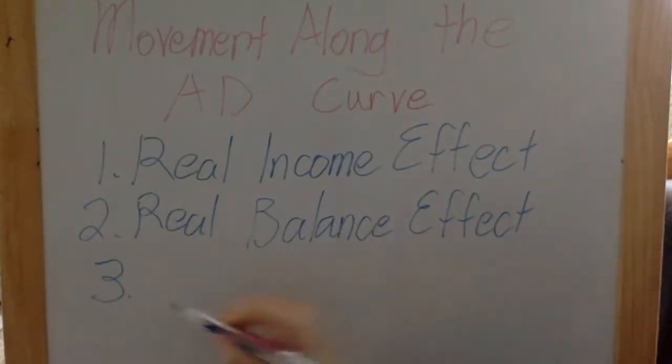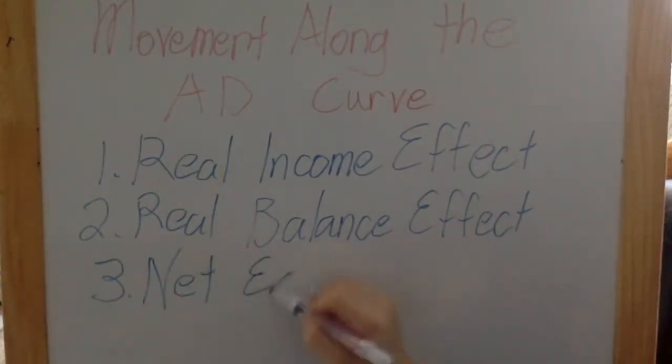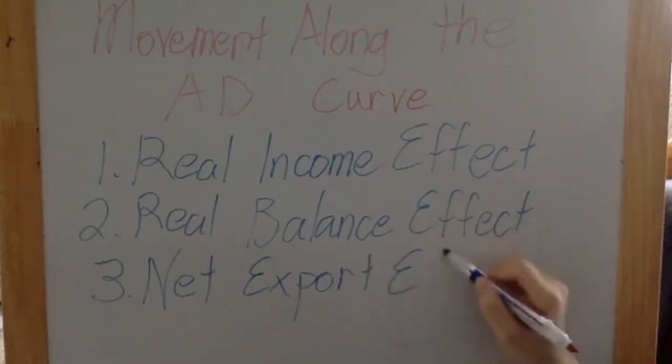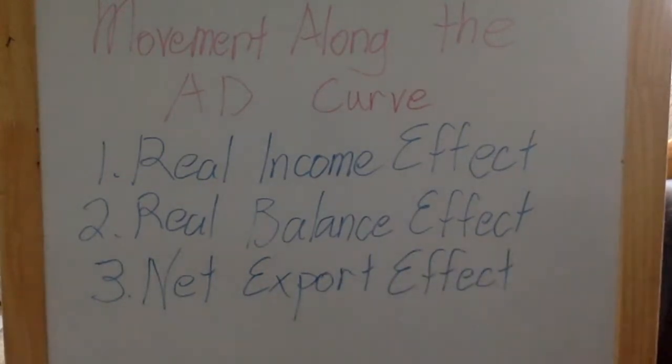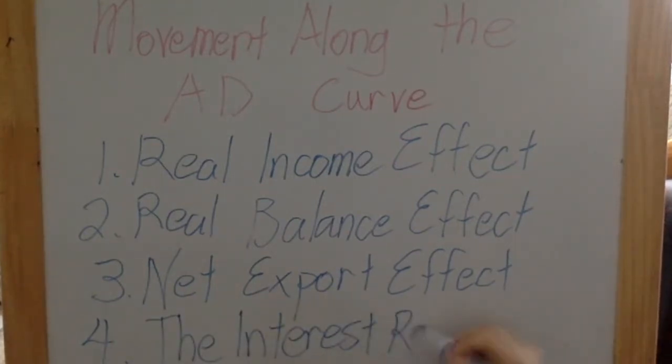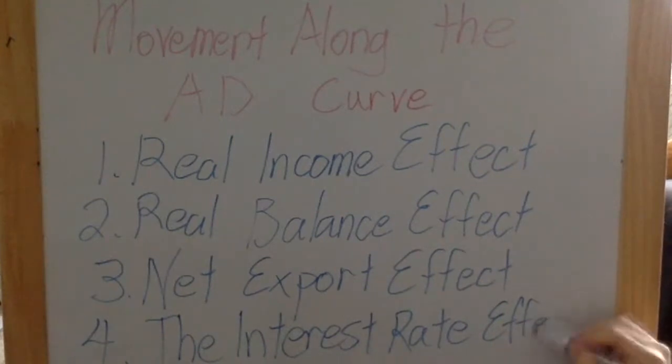3. Net export effect. When the price level goes down, it becomes cheaper to export. Thus, imports will increase, exports will go up, and the quantity of aggregate demand will go up. 4. The interest rate effect. When the price levels go up, the interest rate will also increase. This will result in an increase in consumption and investment, thus an increase in the quantity of aggregate demand.